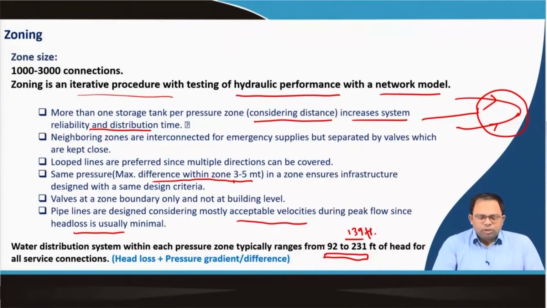So, the water distribution system within each pressure zone typically ranges from 92 to 231 feet of head for all service connections. That means when we consider all the service connections in that particular zone, all the 3000 connections, overall this is the amount of head that we actually provide.